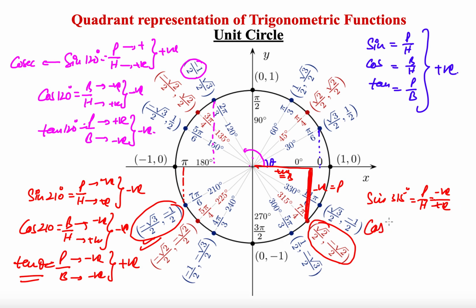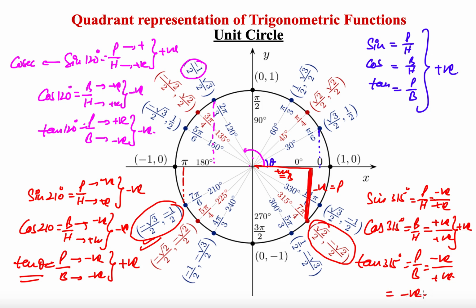Similarly, let's look at cos of 315 degrees, that is base over hypotenuse. The base, which is the x coordinate, is positive here, while the hypotenuse is always positive. So cos is positive here, therefore sec, which is the reciprocal of cos, is also positive. And when we look at tan 315 degrees, we say perpendicular over base, but the perpendicular is negative while the base is positive. We have seen the perpendicular is the y coordinate, which is negative, while the base is the x coordinate, which is positive. So the resultant of tan is negative in this quadrant.